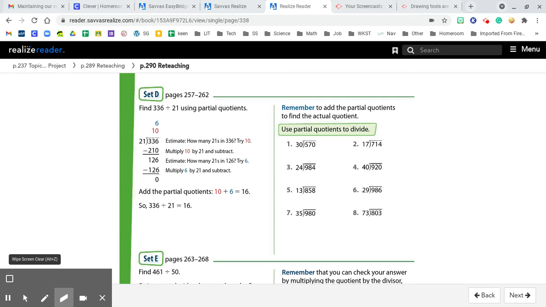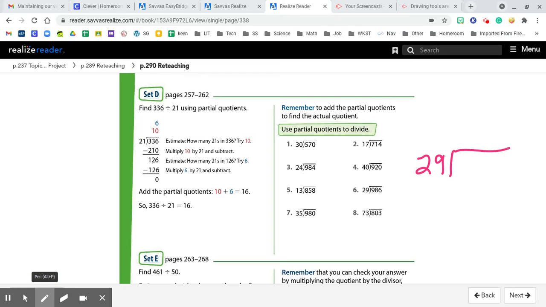And let's see, which one am I on now? Number 6, 29. So if you're in my class, I don't expect you to do all these. Remember, you're doing odds or evens, whatever's assigned to Google Classroom. 29 goes into 98. We'll say 3 times. And also you can be using some compensation on this.